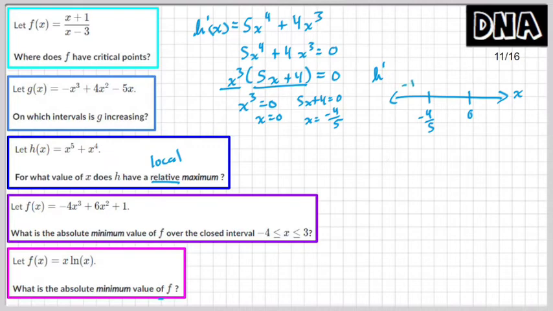I'm going to test negative 1, negative 1/2, because that is definitely between negative 4/5 and 0. And I'm going to test 1. Those are my testing values. And you can test whatever value you want, okay, as long as it's in that interval. So I tried negative 1. I plug in negative 1 to the h prime, right? Because it's the h prime sign line graph. I plug it in here, I get a positive.